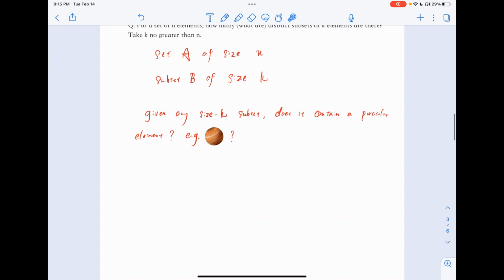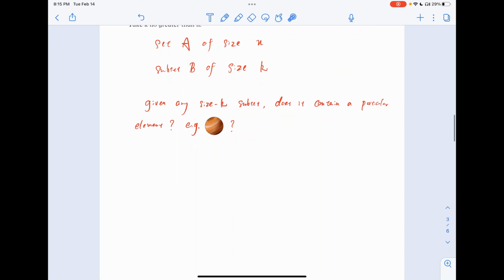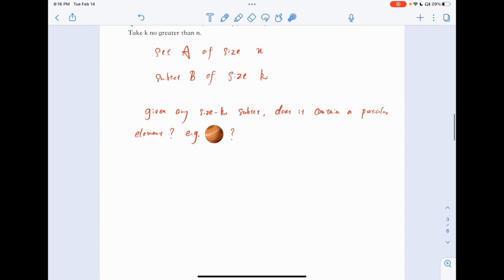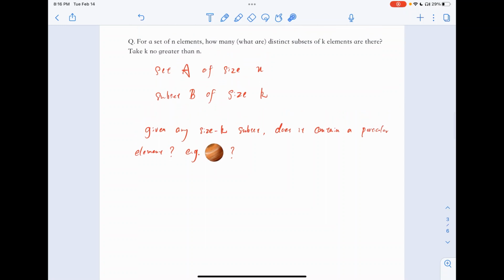Now let me ask a somewhat leading but maybe non-obvious question at this stage, which is: for any subset of size k, does it contain a special element, some arbitrary element that we can pick? Let's call it mu or something. So, in the case of planets, I can ask, does the subset contain the element Mercury? Now, any subset would either contain that special element, or it would not, right?